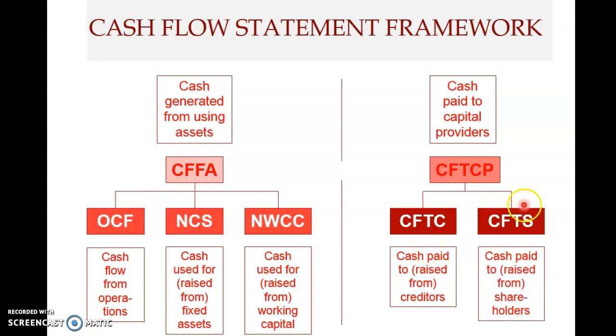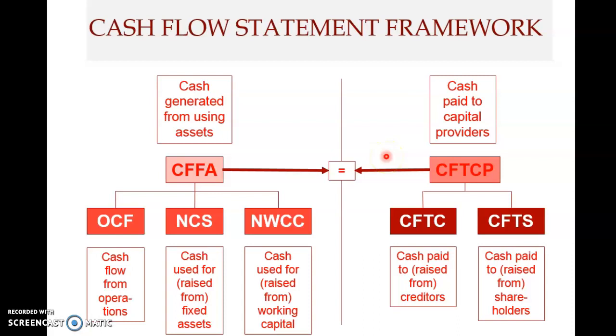Alright, then the second and last component here will be the cash flow to shareholders, CFTS. This would indicate cash paid to or raised from shareholders. This also can be positive or negative. If it is positive, then cash is paid to the shareholders. But if it is negative, then cash is raised from the shareholders. And in this cash flow statement, these two must be equal. Remember, this is based on the premise of the balance sheet identity.